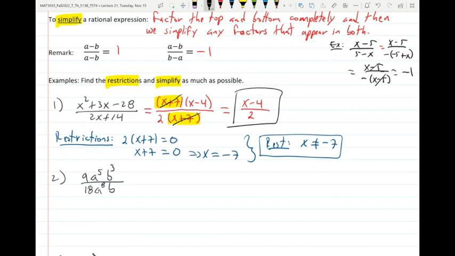Anyways, this is how you simplify. Just factor and cancel. But before you cancel, write down the restrictions, because after cancellation, you lose restrictions, as you can see. Every time that you cancel something in the bottom, you're losing a restriction. So you're not going to be able to see it over here. You have to do it with the original problem. So find them before you simplify.